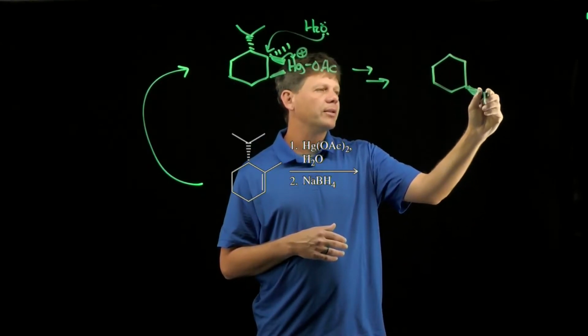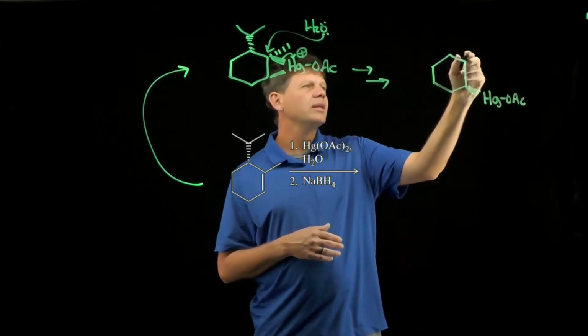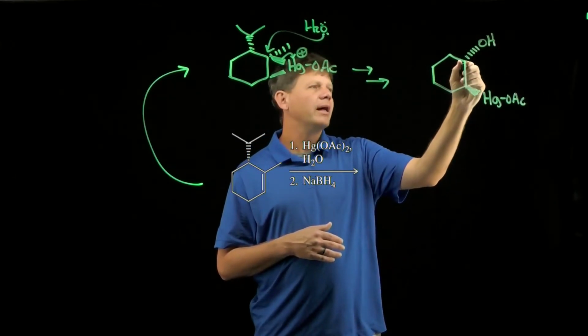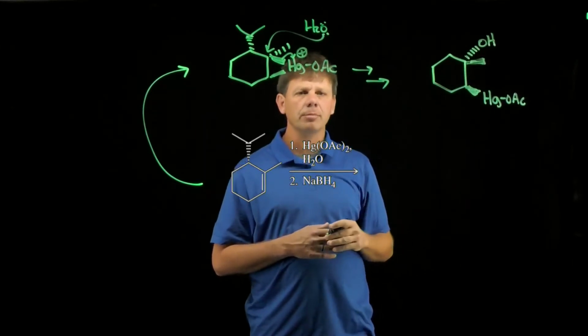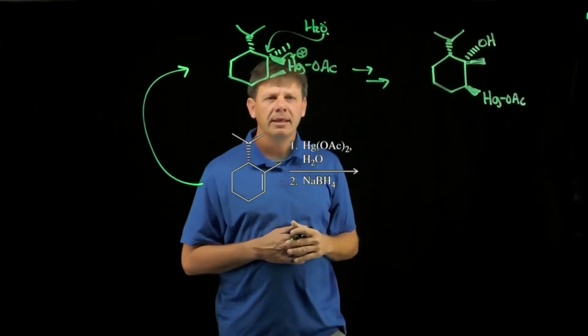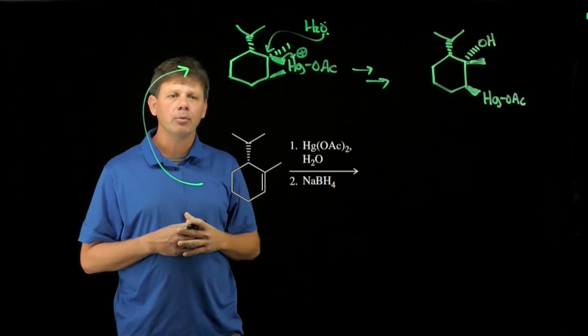Mercury is going to be on the top of the molecule at the secondary carbon. The oxygen, the hydroxyl group, will be at the bottom. That will have pushed this methyl group up, and the isopropyl group has just been coming along for the ride in that position there. We're done with step one.